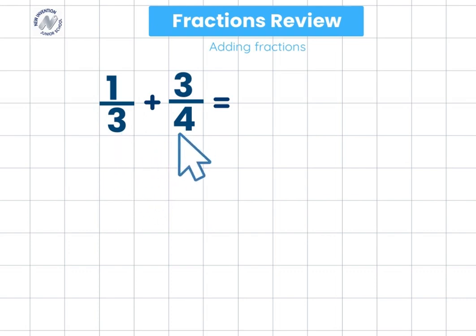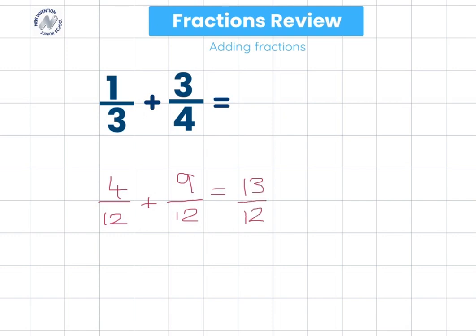If my denominators are not a factor or multiple of each other, then I need to change both of them. So I can see that 3 and 4 both go into 12. So I'm going to make them both be out of 12ths. So I've multiplied the 4 by 3, so I'll multiply the 3 by 3. In this one, I've multiplied 3 by 4, so I'll multiply 1 by 4. So then that gives me 13/12. Change that to a mixed number. 13 divided by 12 gives me 1, with 1/12 left over.